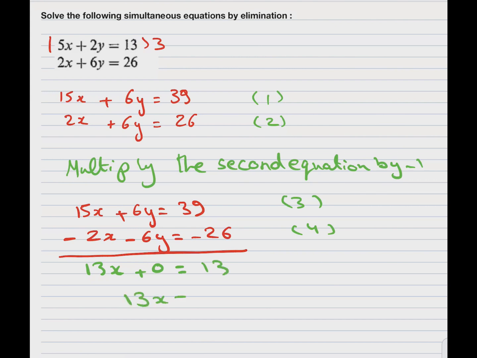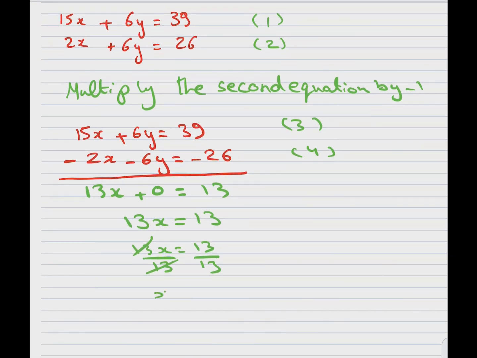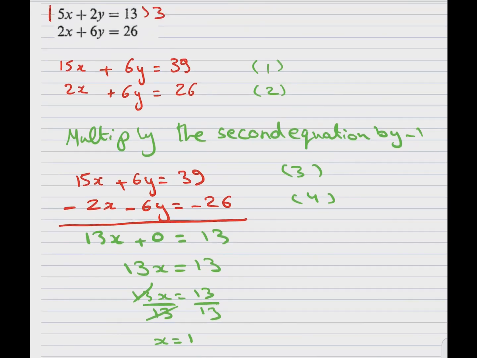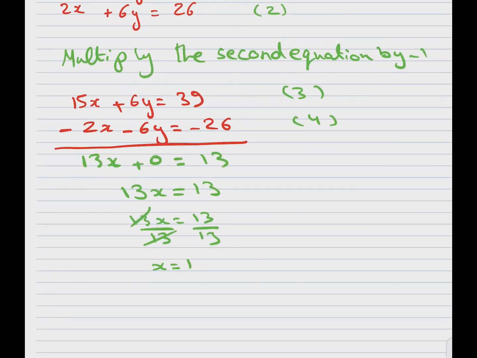So now I have 13x is equal to 13, and then I can divide both sides by 13. So 13x over 13 equals 13 over 13. So x will equal 1. And then again I have to do exactly what I did for the substitution method. I have to take the x and substitute it in, for example, the first equation or the second equation to get the y. So let's substitute it. For example, let's call this one equation A and this is equation B. So I will substitute it in equation A.